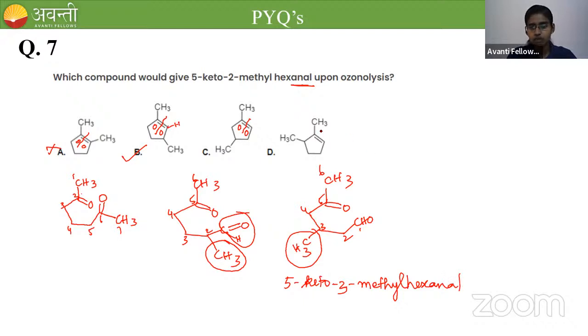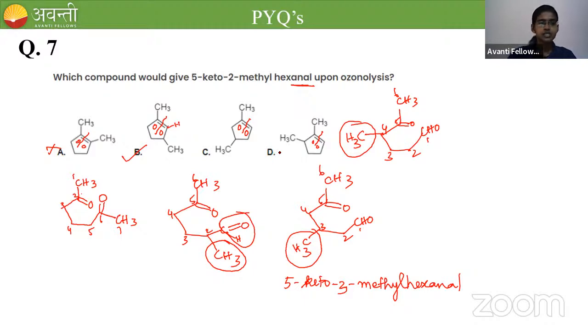And from option D, what do we get on adding the oxygen like this? Here CH3, and here one more CH3, and this is the double bonded part, and here the CHO group is there. So 1, 2, 3, 4, 5, 6. To the fourth carbon, a methyl group is attached. So this is 5-keto, 4-methyl hexanal. So that's why options C and D are not the correct answer. Option B is the correct answer for this question. Clear to everyone?